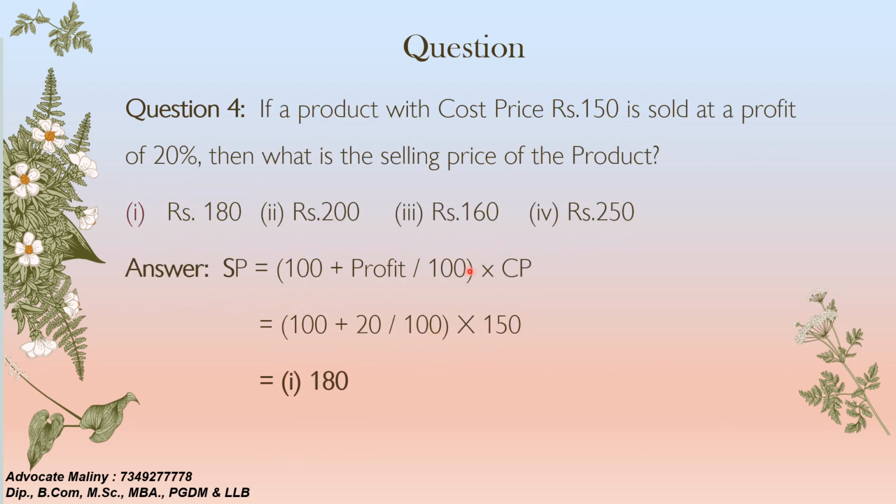Now this is the fourth question. If a product with cost price rupees 150 is sold at a profit of 20%, cost price is 150, profit percentage is 20%, what is the selling price? So SP is equal to 100 plus profit percentage divided by 100 into CP. So 100 plus 20 divided by 100 into cost price 150, which is 120 divided by 100 into 150. If you calculate this, you will get 180. You have to remember this formula. When a profit percentage is given and a cost price is given, for the selling price, this is the formula.